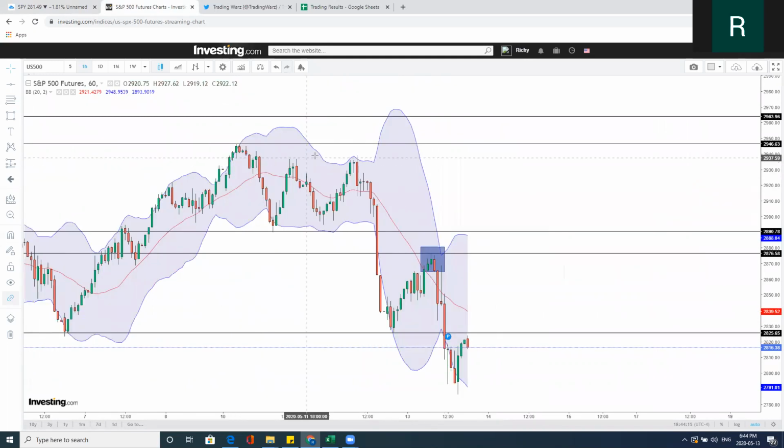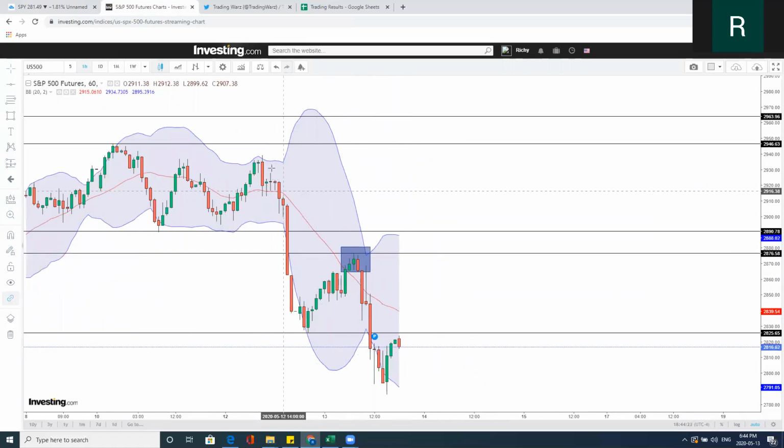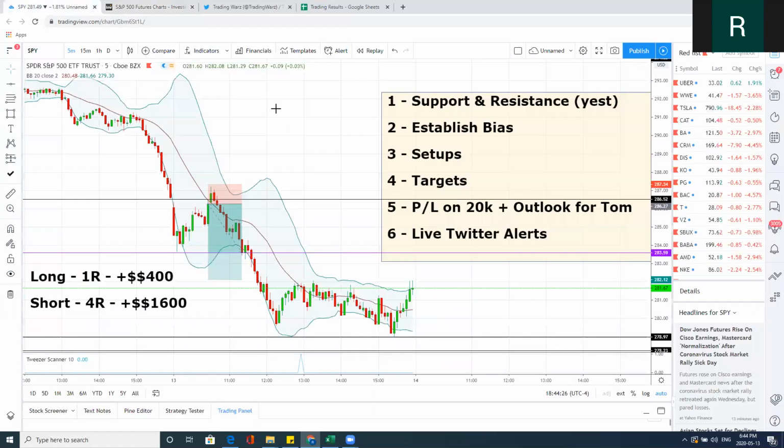When we have such a big impulsive move, we want to be on the side of the trend. And these retracements are just pullbacks, okay? So the bias going into the open right over here was short for the day. And now how would we have executed that with the setups?